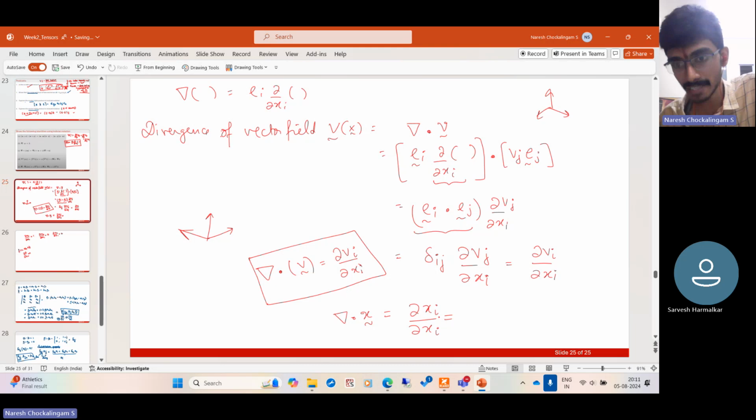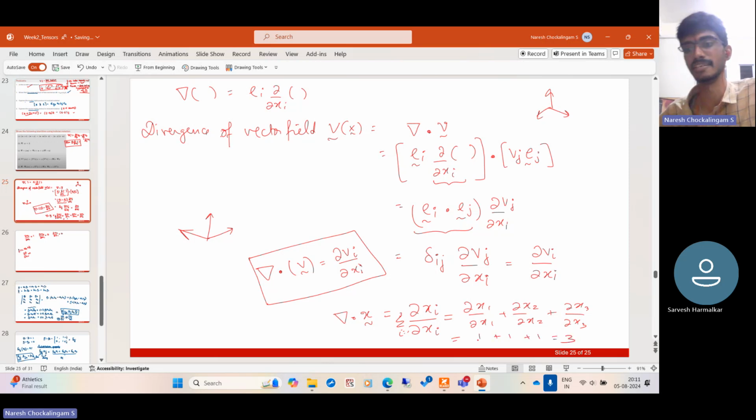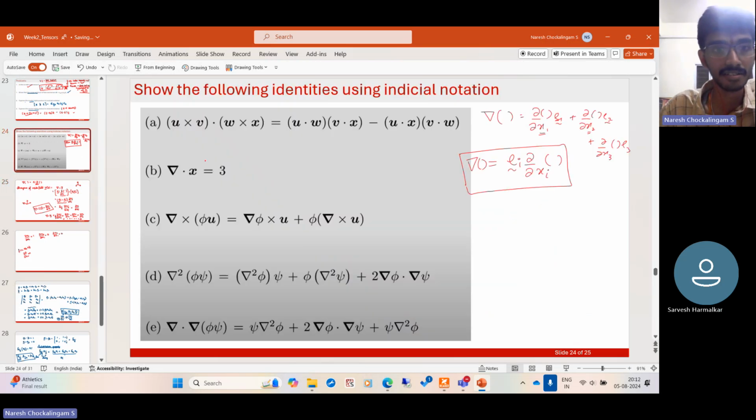So this means summation convention. So this is equal to dou x1 by dou x1 plus dou x2 by dou x2 plus dou x3 by dou x3. In Einstein's notation, there is a summation here over i going from 1 to 3. So this is 1, this is 1, this is 1. So the answer is 3. That's a common mistake people make. Even I made this mistake at some point in my coursework. So you get that the divergence of x is 3.